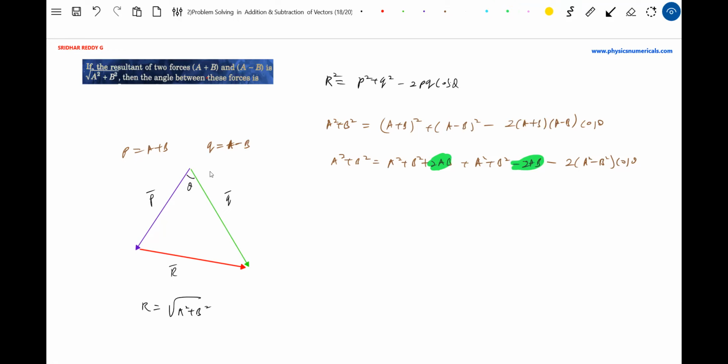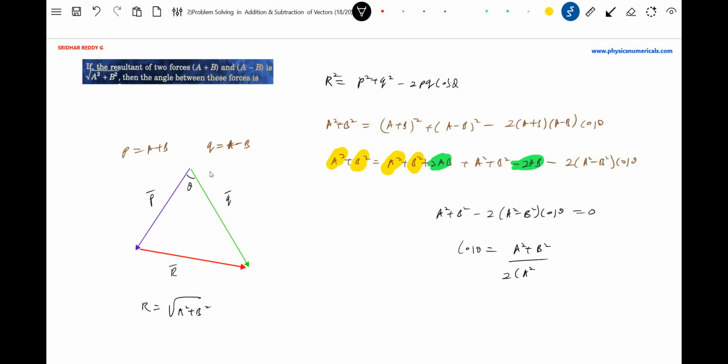On this side, this A square also will get eliminated. This B square, this B square. So what will be left over? The leftover terms are A square plus B square minus 2 times (A square minus B square) cos theta equal to 0. So therefore cos theta, what can we write? (A square plus B square) over 2 (A square minus B square). This is the value of cos theta.